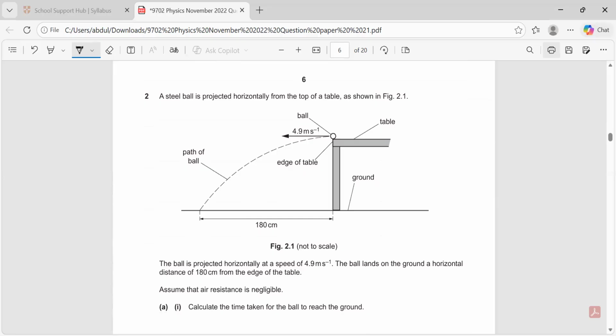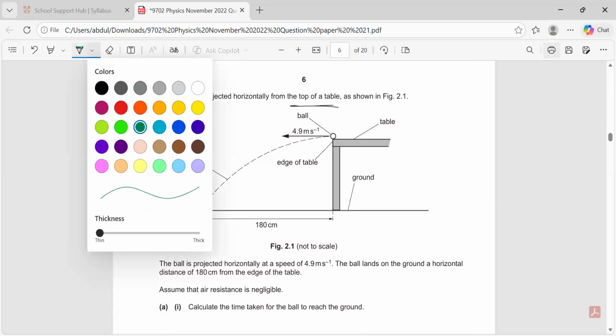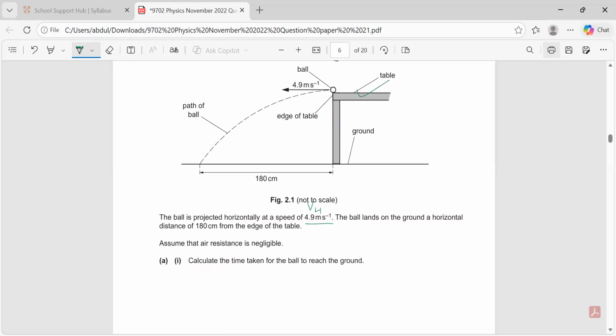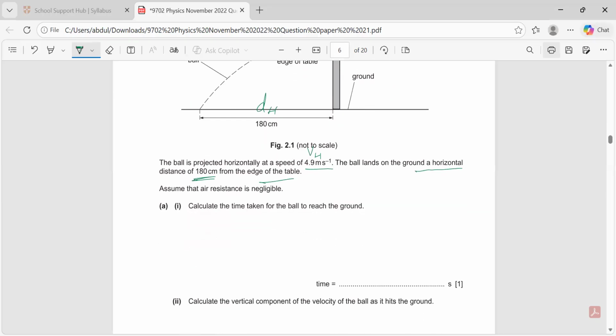A steel ball is projected horizontally from the top of a table, as shown in the figure here. The ball is projected horizontally at this speed. This is the horizontal velocity, which stays constant because there is no resultant force acting on this side. The ball lands on the ground a horizontal distance of 180 centimeters from the edge of the table. This horizontal distance is 180 centimeters.